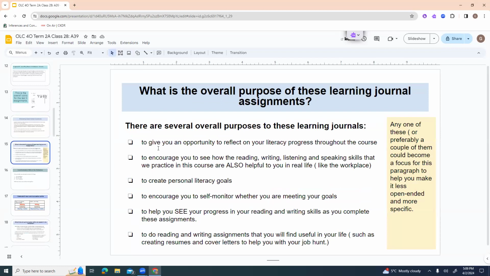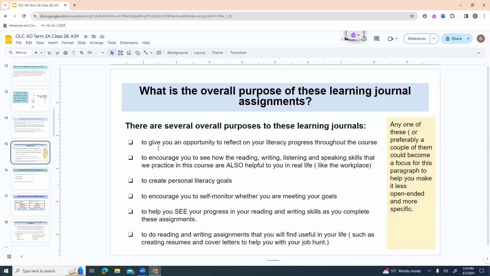First of all, what is the overall purpose of these learning journal assignments? There are several overall purposes to these learning journals. One, to give you an opportunity to reflect on your literacy progress throughout the course. And usually, whatever the main topic is of the lessons, that is the main topic for reflecting on. So it's a way of trying to consolidate your learning and think about the skills you've just been practicing.